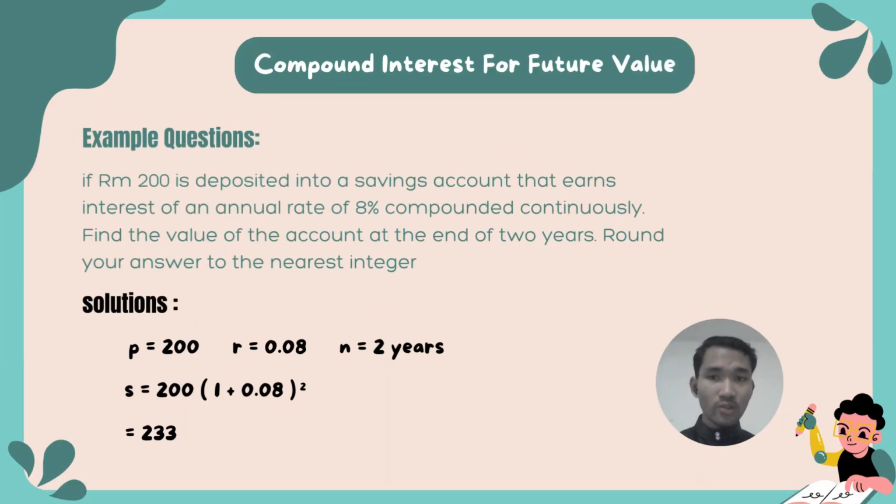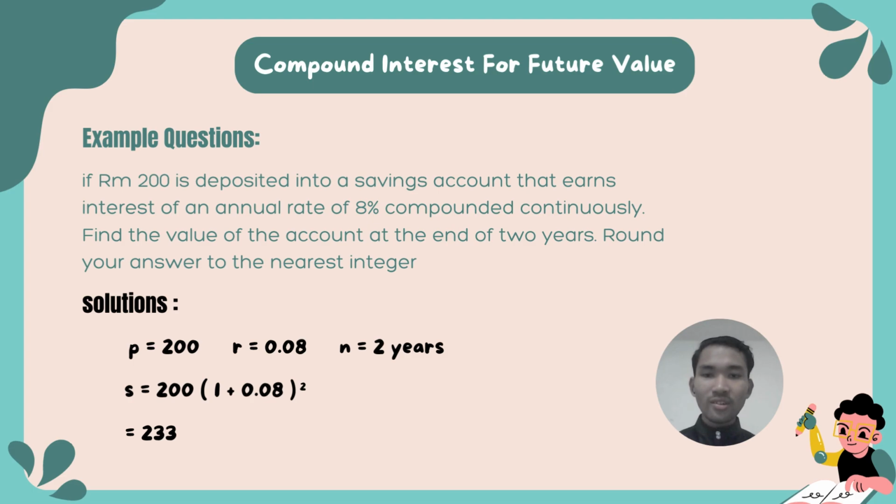Compound interest for future value. The example question: if 200 ringgit is deposited into a savings account that earns interest at an annual rate of 8% compounded continuously, find the value of the account at the end of 2 years. Round your answer to the nearest integer.